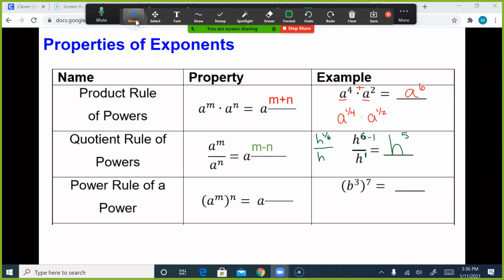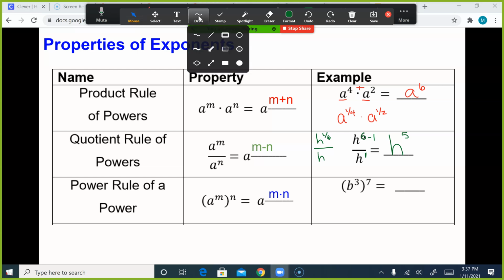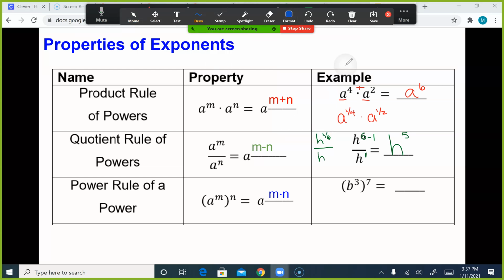Alright, and then the power rule. If I have an exponent raised to another exponent, I multiply those exponents together. So here, b cubed to the 7th, I would multiply these together and get b to the 21st. So adding, subtracting, multiplying, those are the three important ones.